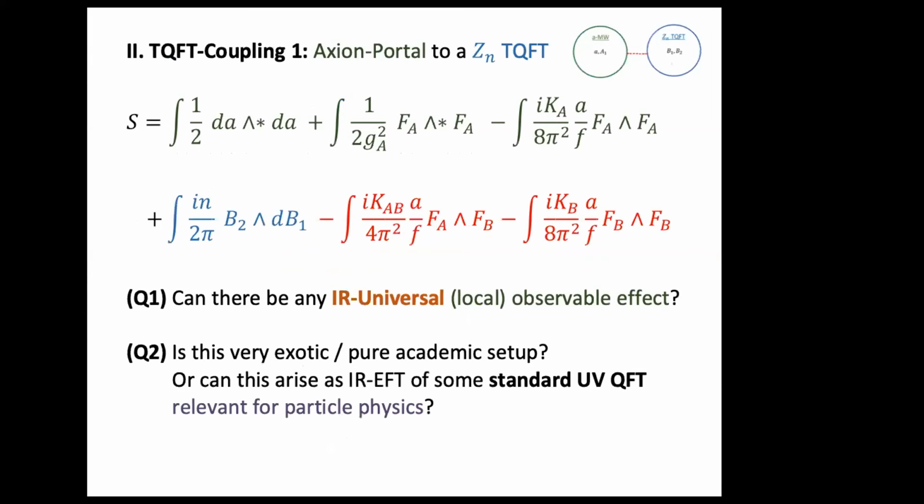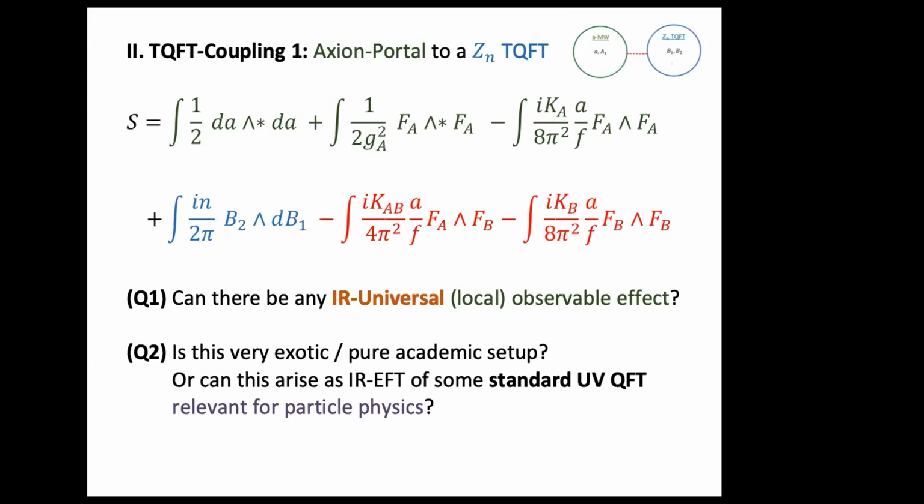All right, let's get back to the original theory. So here is the action that I wanted to study again. There's the A sector and the B sector and the coupling between the two. All right, again, the question was whether there is an IR universal observable effect because of these TQFT couplings. What do I mean by IR universal? I just mean any observable consequences which are insensitive to the details of the UV completion, okay? So I want to study the effect just coming from this without needing to specify any UV information. That's what I mean by IR universal.